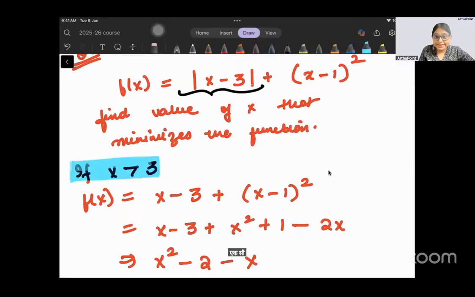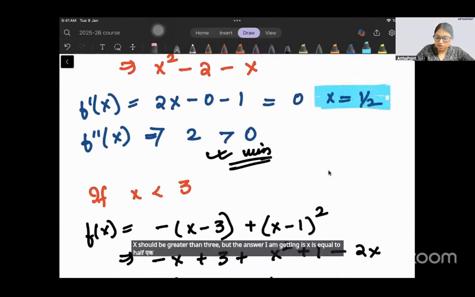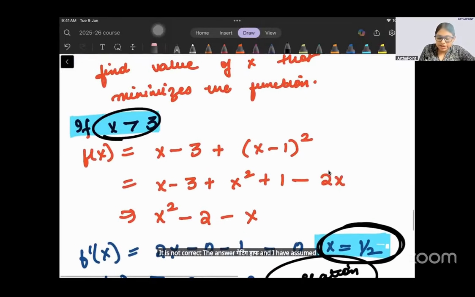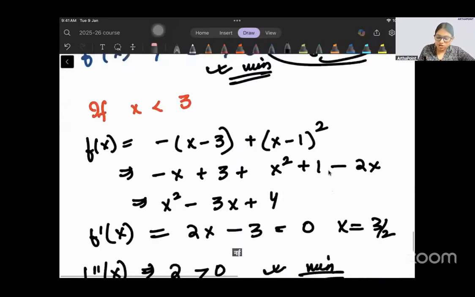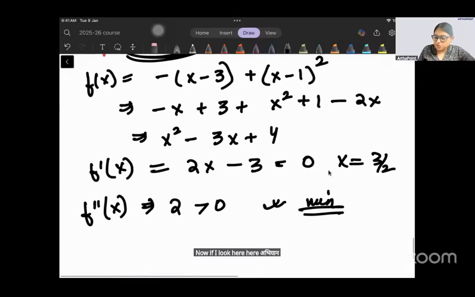X should be greater than 3. But the answer I am getting is x is equal to half. It's not greater than 3, so it is a negation. It is not correct. The answer I am getting is half, and I have assumed that x should be greater than 3. So this went wrong. Now if I look here, x should be less than 3, and I am getting x as 1.5.